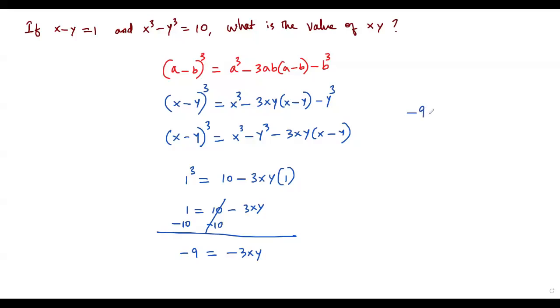Okay, let me write the equation over here. Negative 9 equals negative 3xy. Since we are trying to solve for x times y, we have to get rid of the negative 3, which is multiplied over here. So for that, I have to divide both sides by negative 3. So this negative 3 will cancel out, and the negative signs will cancel out. 3 goes into 3 one time, 3 goes into 9 thrice. So we get 3 is equal to xy. So now I got the value of x times y. So the value of x times y is equal to 3.